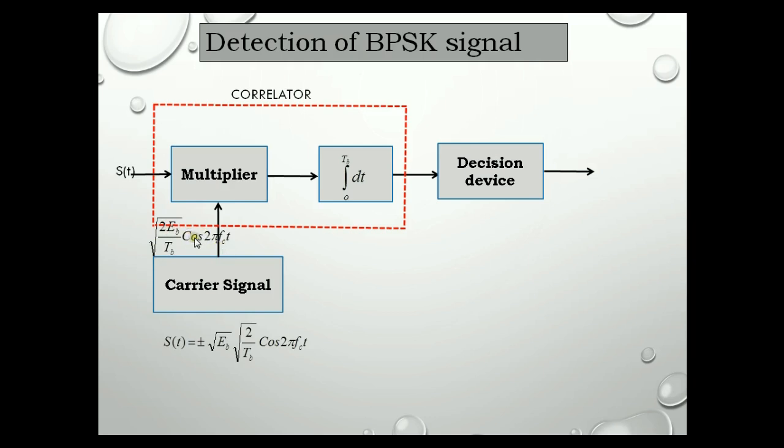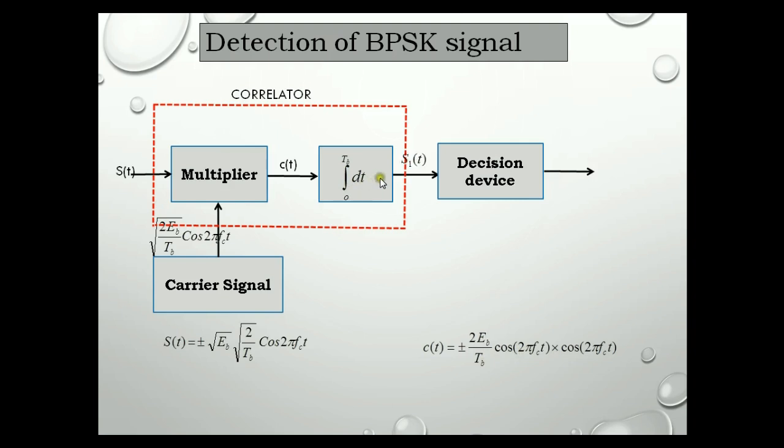Since we are using the same carrier that we used in the transmitter in order to demodulate the signal, this type of detection or demodulation is also known as coherent demodulation. The output of the multiplier is indicated as C of t, which will be equal to plus or minus 2EB divided by TB cos square 2 pi FCT. This is applied to the integrator.